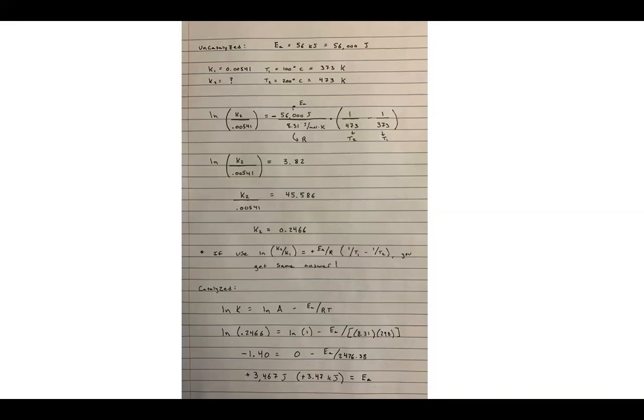And that makes sense, right? We're saying that the activation energy for the catalyzed reaction is about 3.5 kilojoules, while the uncatalyzed reaction's activation energy is 56 kilojoules. So as you can see, when we use the catalyst, it lowered the activation energy, which is what we know a catalyst to do.